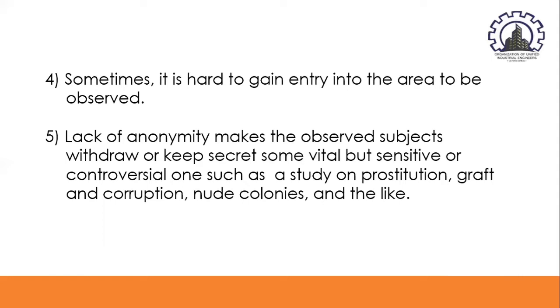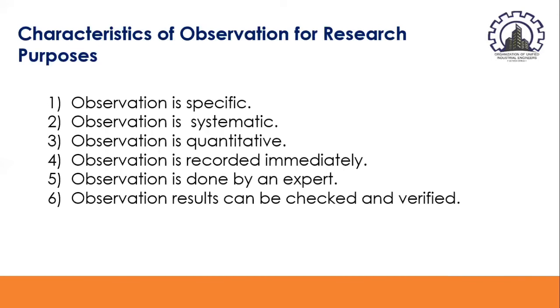Now, this is actually true if the research problem is a sensitive or controversial one, such as, for example, a study on prostitution, graft and corruption, or even nude colonies. And finally, lack of anonymity makes the observed subjects withdraw or keep secret some vital but sensitive and controversial information. For example, in graft and corruption, the subjects may become very secretive. All right? So the characteristics of observation for research purposes.